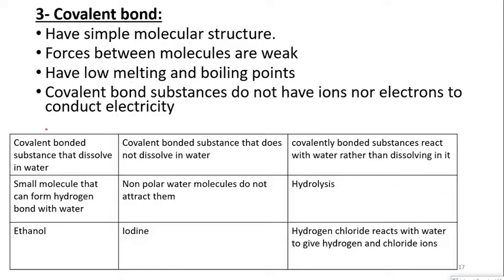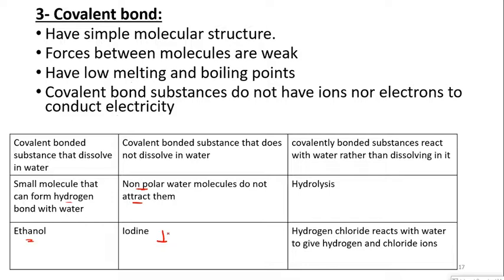The first type, the covalent bonded substances that dissolve in water, have small molecules that enable them to form a hydrogen bond with water. Example to that, ethanol. As for the covalent bonded substances that don't dissolve in water, they are non-polar substances that will not be able to dissolve in water due to the fact that water molecules will not attract them. Example to that, iodine.